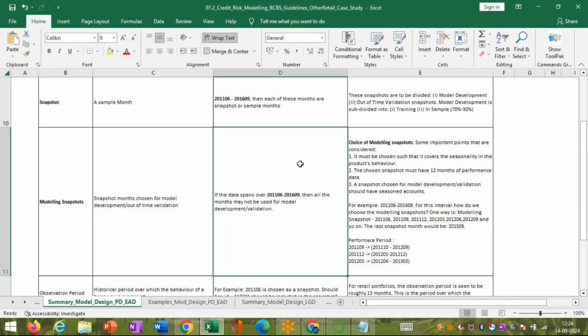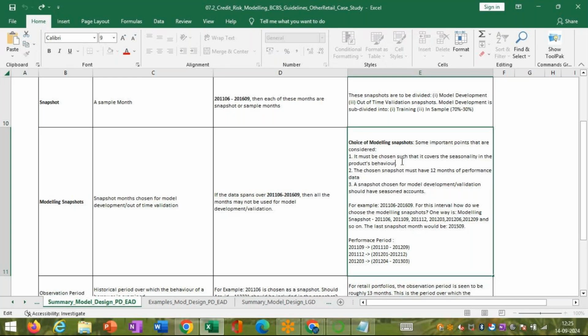So therefore, when you are choosing a modeling snapshot, the first thing that has to be taken into account is the seasonality in the behavior of the payment and delinquency trends, that it is appropriately captured, right? So that is one of the key considerations that one should have when they are building these models. Seasonality in the product's behavior.